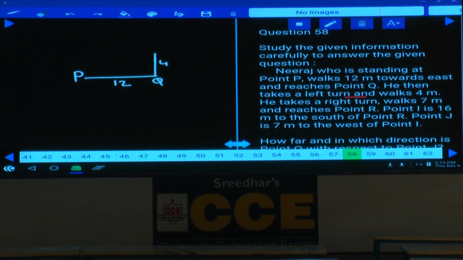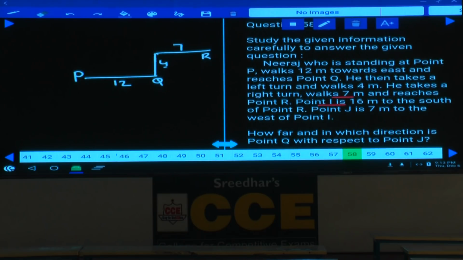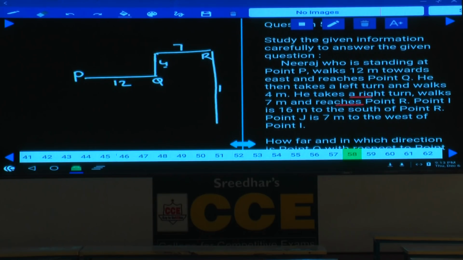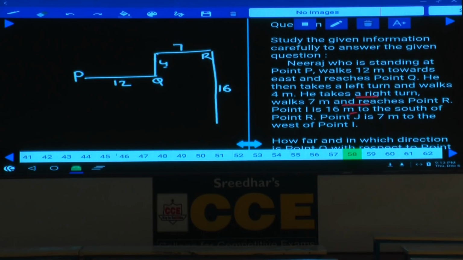He takes a right turn and walks 7 meters. From here, right hand side and 7 meters. He takes a right turn, walks 7 meters and reaches point R. Now this is point R. And point I is 16 meters to the south of R. From R, I is 16 meters. Now this is 4. This must be the remaining 16. Isn't it? Now I is 16 meters to the south of R.